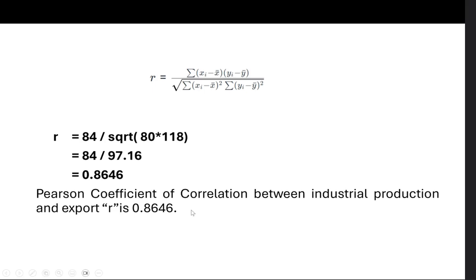So this is a way of finding the correlation values between 2 columns, 2 variables present in your data set, using the Pearson coefficient of correlation.